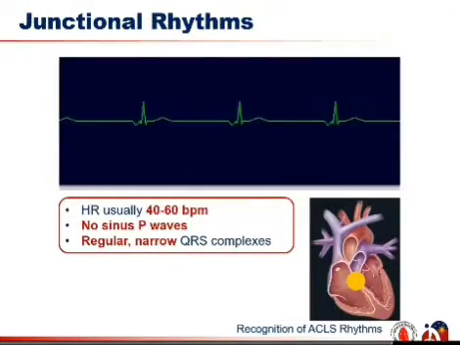Junctional rhythm is a slow and regular rhythm with a rate typically between 40 and 60 beats per minute. P waves are absent or appear abnormal or retrogradely conducted. QRS complexes are narrow because the origin of this rhythm is in the area of the atrioventricular junction, as shown in the image on the right.